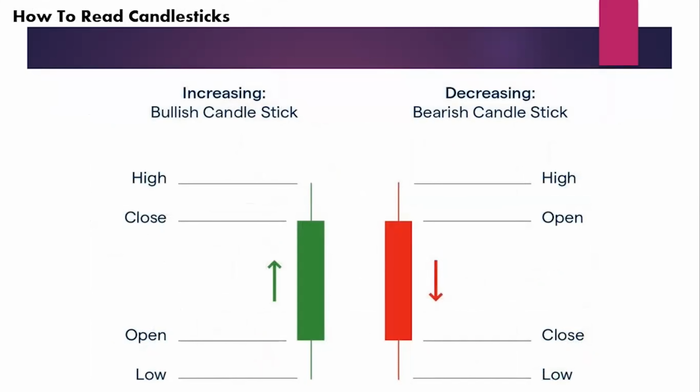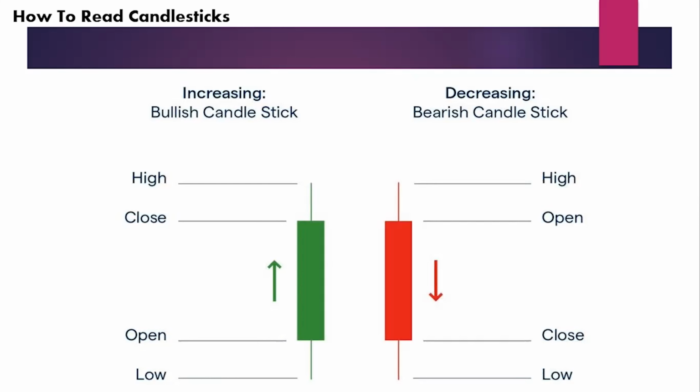Now there's two different types of candlesticks that get formed on the chart, okay? The first one is the blue one, okay, which is also known as a bullish candlestick. And then the other one is the red one, and this is known as the bearish candlestick.